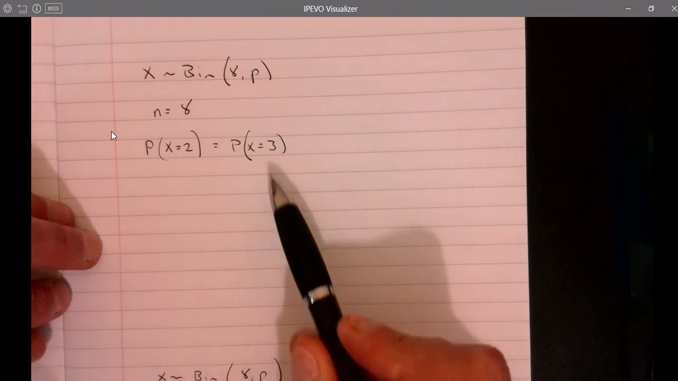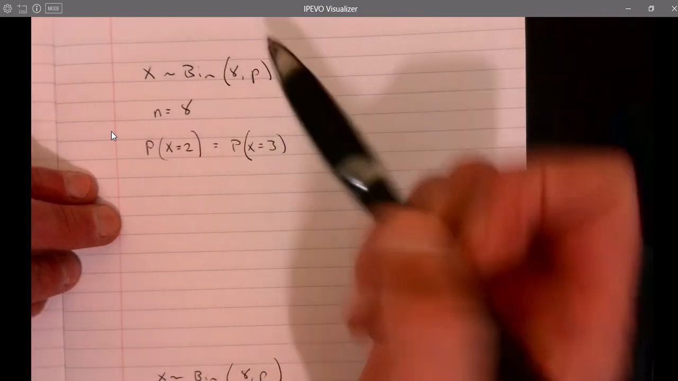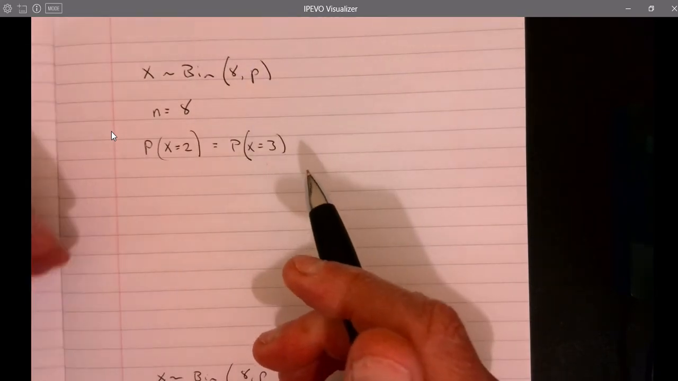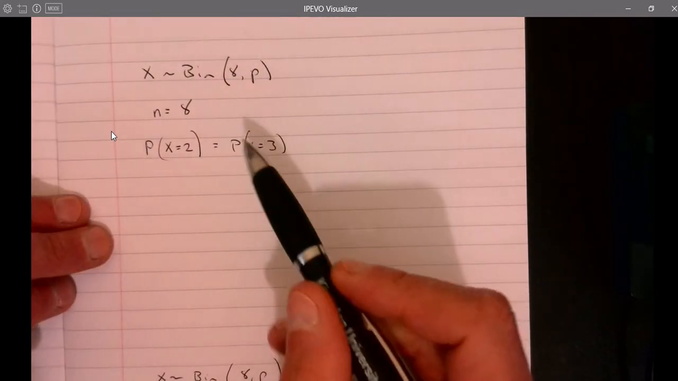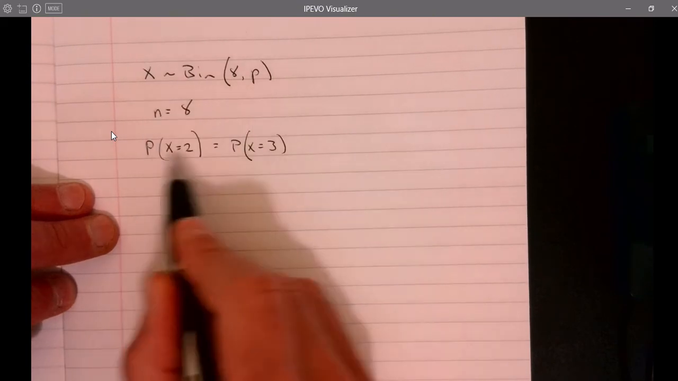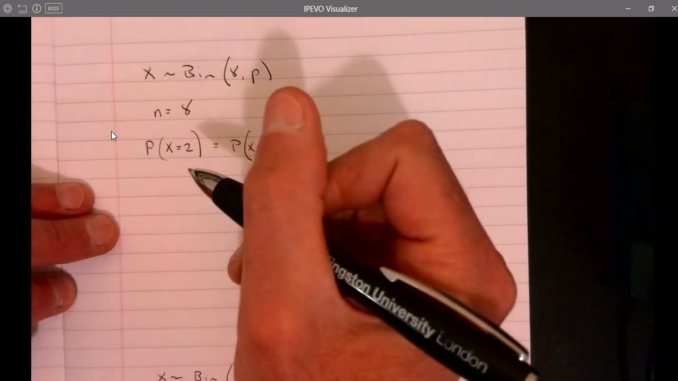All of these are in your PDF. But if you're not so sure, then watch a bit, and if you think you've suddenly got the idea, then pause it, and then you can move on. All right. So I'm just going to write down what I know. Just from here, I'm looking at the probability that x is equal to 2.